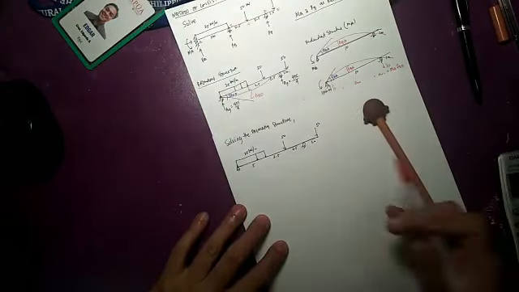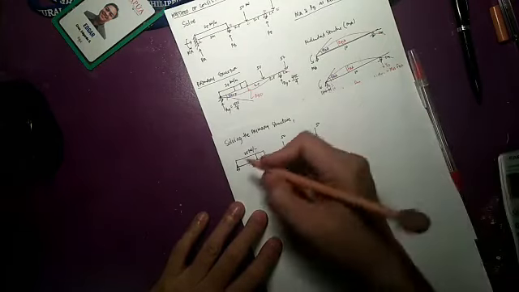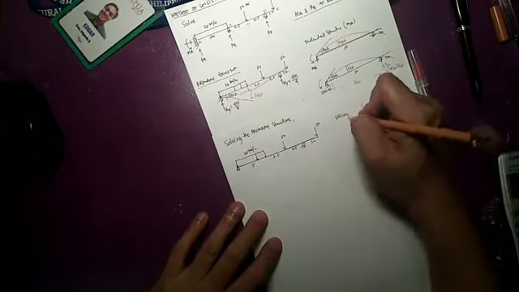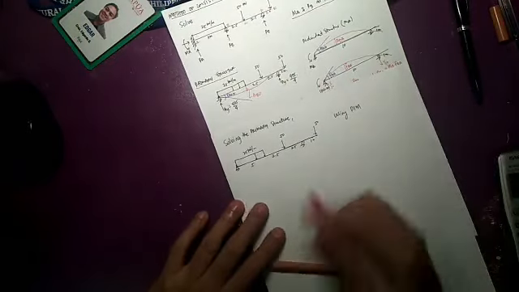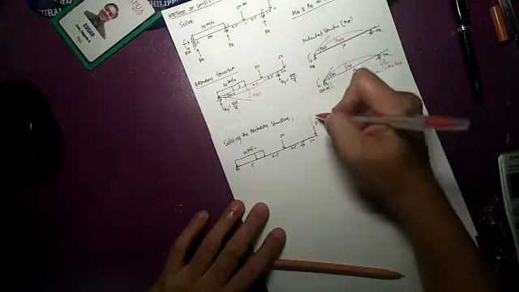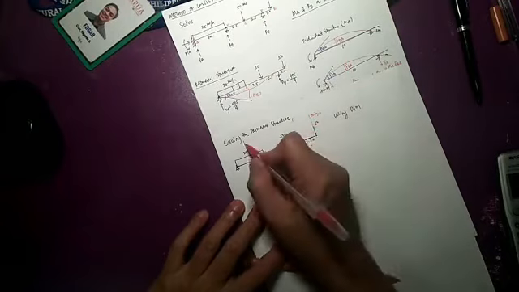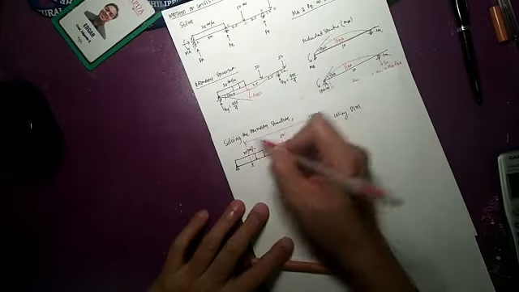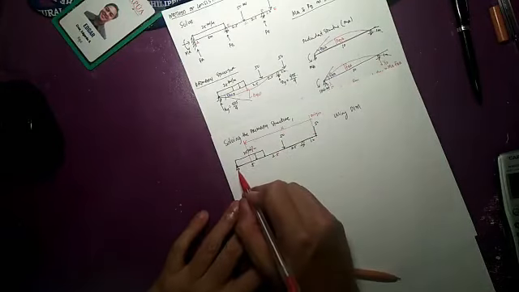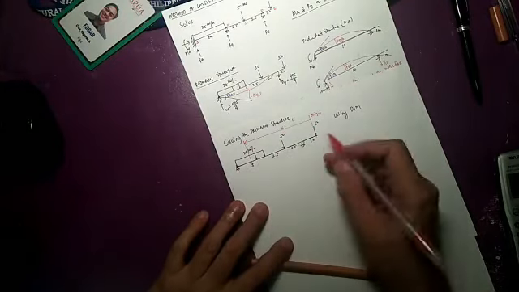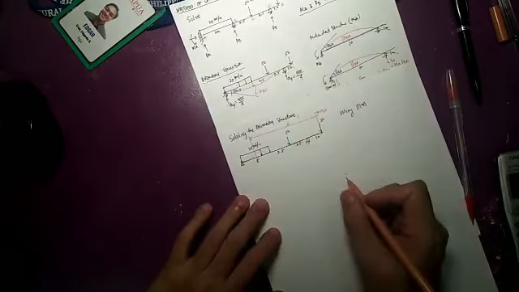using any of the classical methods. So this time I'm going to use the double integration method. For the double integration method, I will consider this as my origin, and this would be the range of my x. So my x would be coming from here, 0, up to x equal to 11. Okay, so let me write the equations.